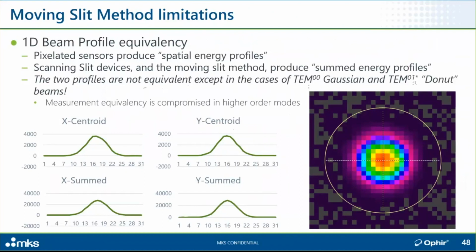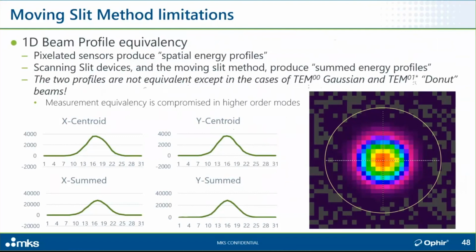The two different types of profiles, the data turns out to not be equivalent except in the cases of TEM00 Gaussian or TEM01* donut beam. As higher order modes are introduced, the profiles start to diverge and will not result in the same 1/e² measurement.